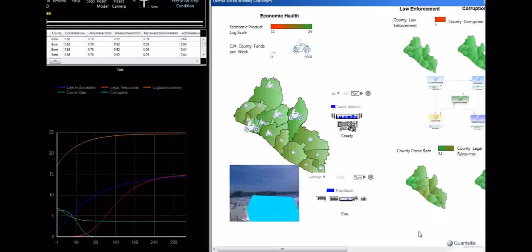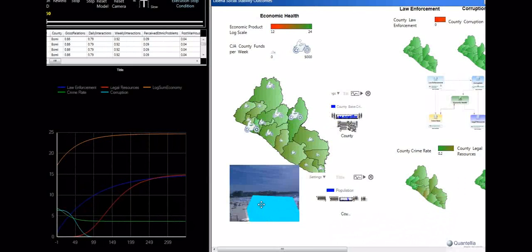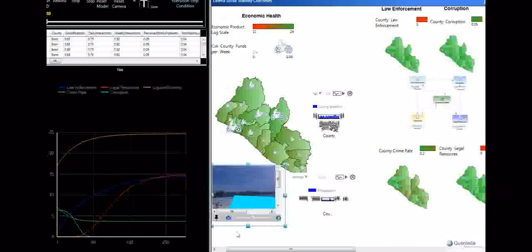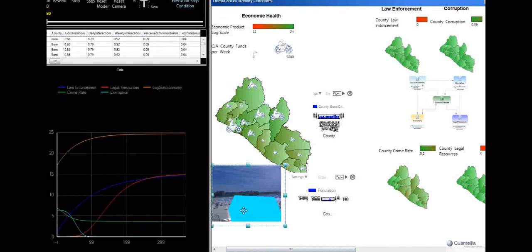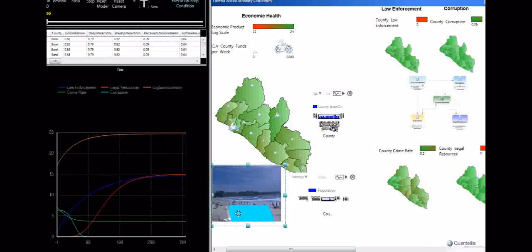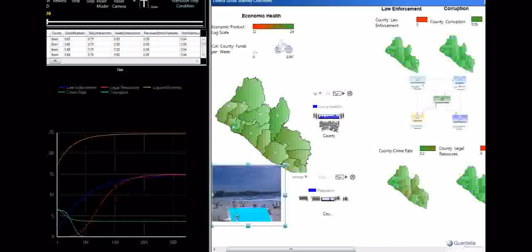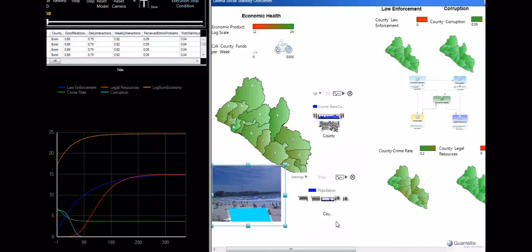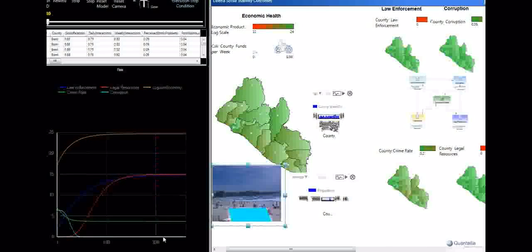And let me show that. So as we're watching this simulation, I'm actually going to take the CJAs out of the equation here. I'm going to lower them, and so we're no longer making an investment in the CJA program. And what you can see is everything stays green, right? The economy is still healthy, the legal system, corruption is still in a good place.